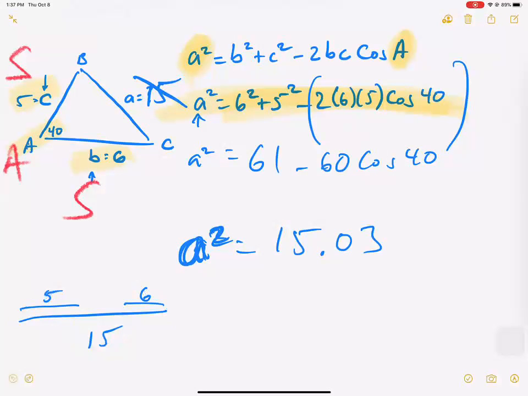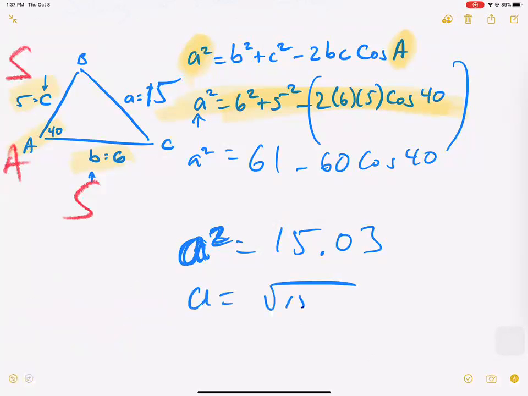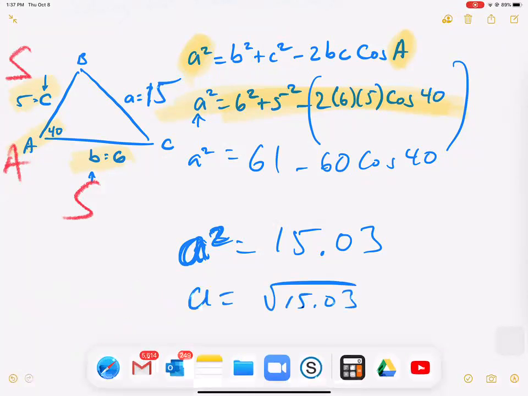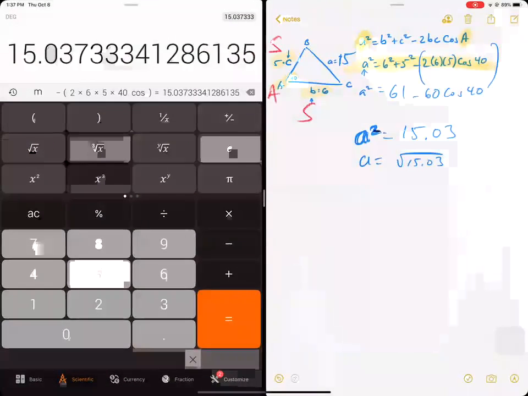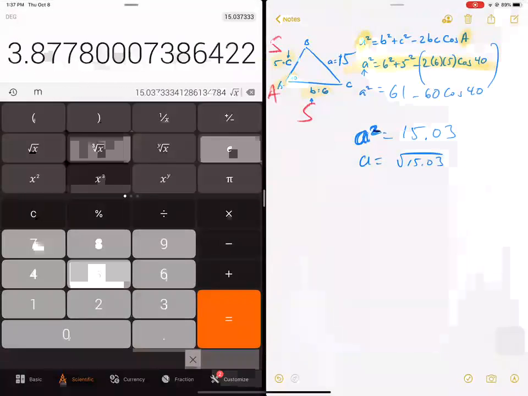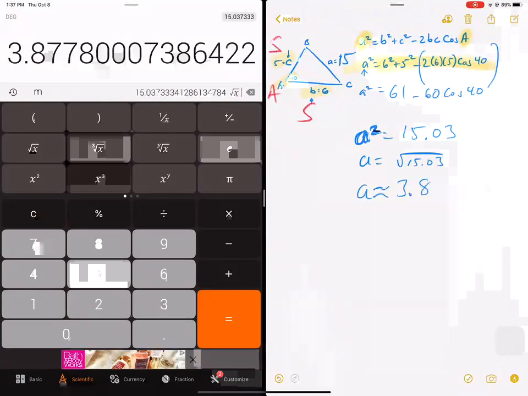So we need one more step here, and Nasber said it. We need to take the square root. So a is equal to the square root of 15.03. Now the cool thing is that on your calculator, your number is still there. We're just going to take the square root, and we end up with a is approximately 3.88. We're going to round that up to approximately 3.9.